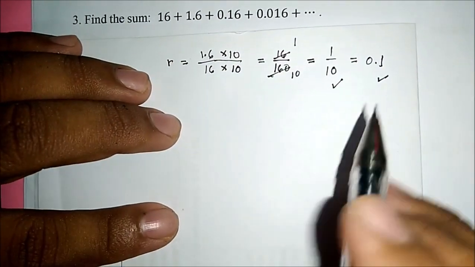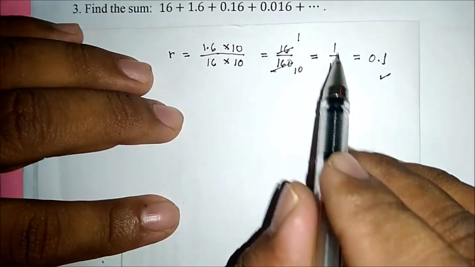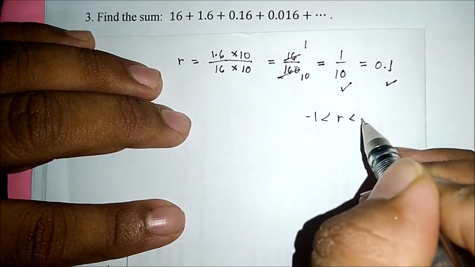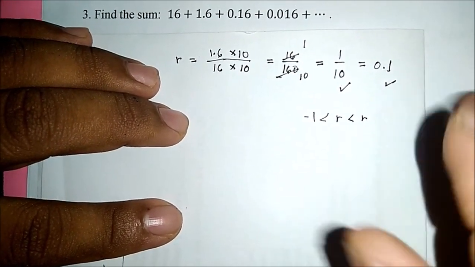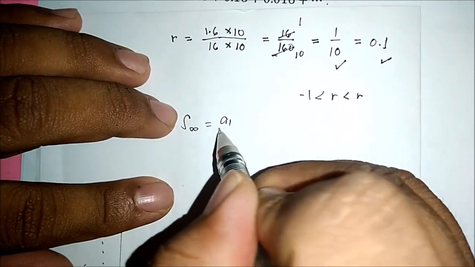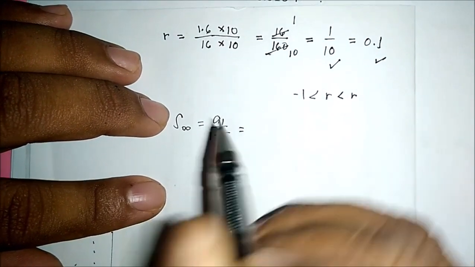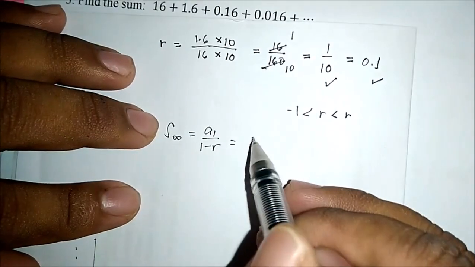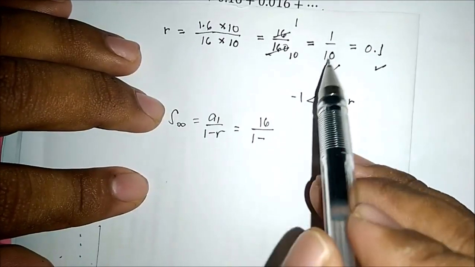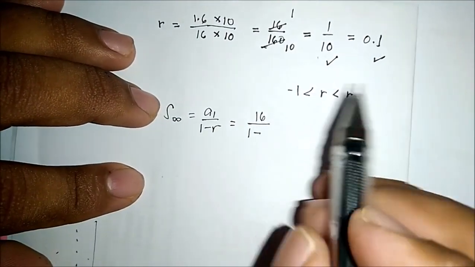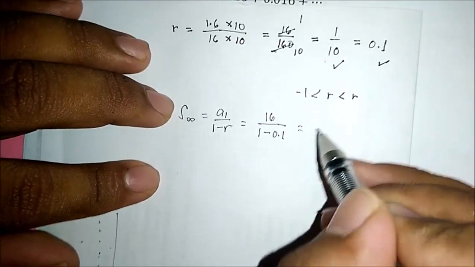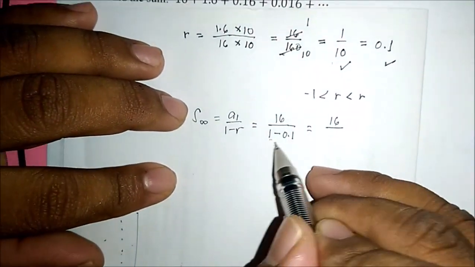Now, since the ratio is between negative 1 and positive 1, the sum exists. So let's solve for the sum up to infinity. That would be a sub 1 over 1 minus r. The first term is 16. So we have 16 over 1 minus, we could use the fraction or the decimal. Let's use the decimal: minus 0.1. So this is 16 over 1 minus 0.1.